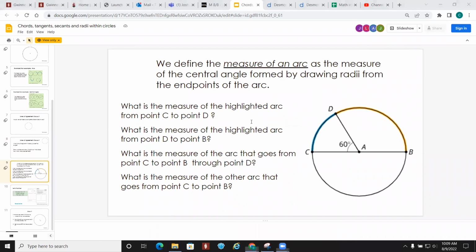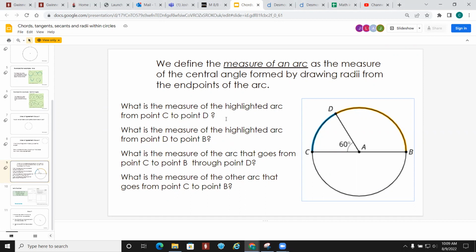Okay, here's the next part. We're taking it up a notch. We define the measure of an arc as the measure of the central angle formed by drawing radii from the endpoints of the arc. I'm going to read that again because I know there's a lot of words. We define the measure of an arc as the measure of the central angle formed by drawing radii from the endpoints of the arc. So when I ask for the measure of the arc, I'm asking for the degrees.